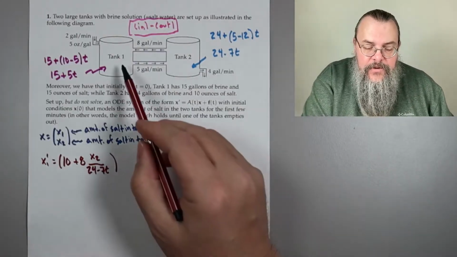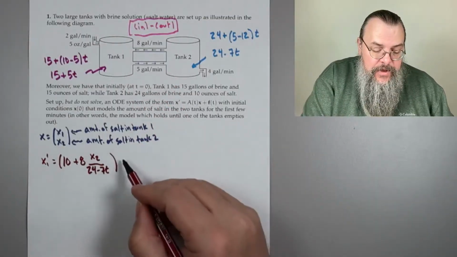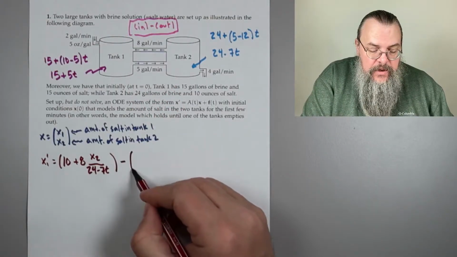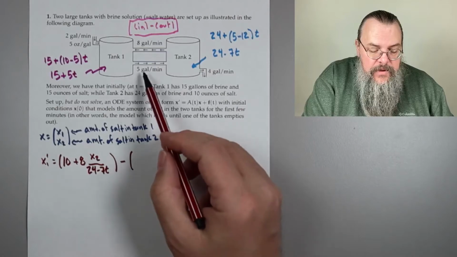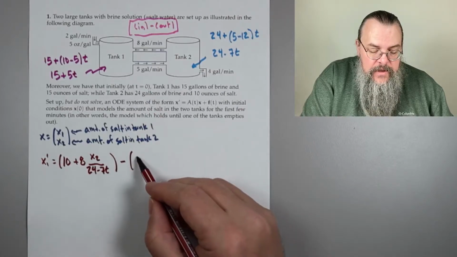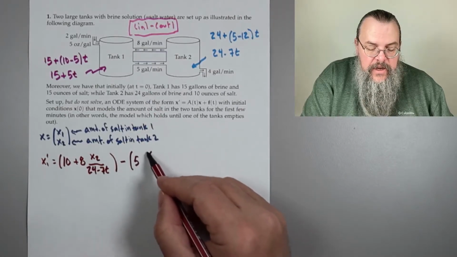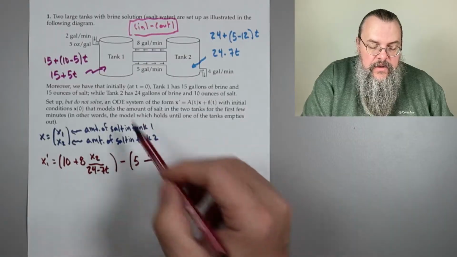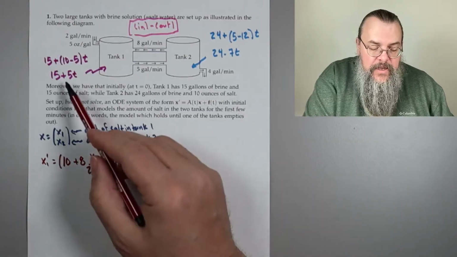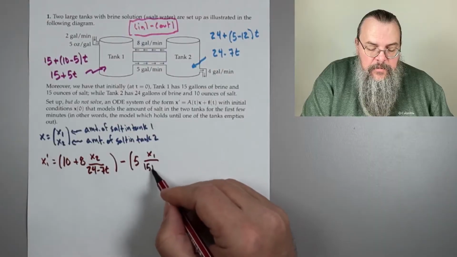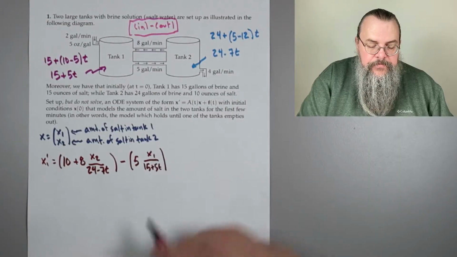How about out? Well, there's only one way. So we're going to subtract, and now what do we have? Well, we have a flow rate of 5, and what's our concentration? It's x1 over, that's the amount of salt, over the total amount of liquid, 15 plus 5t.